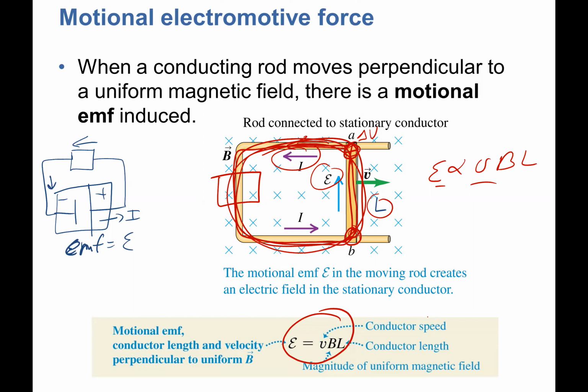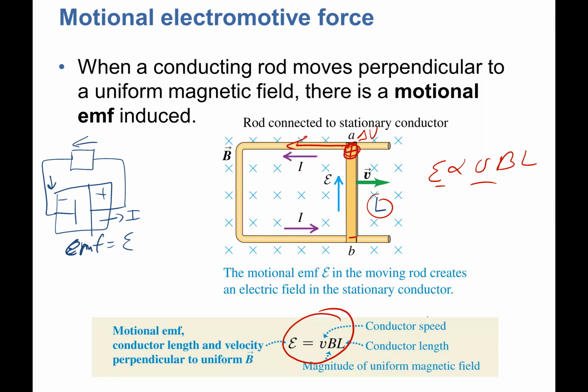What happens if you move this conductor in the opposite direction? Let's say you move it to the left. Well, that means it's going to push the charges in the opposite direction. This is going to be negative. This is going to be positive. And then the current will switch direction, right? In that case, the current will be clockwise, okay?